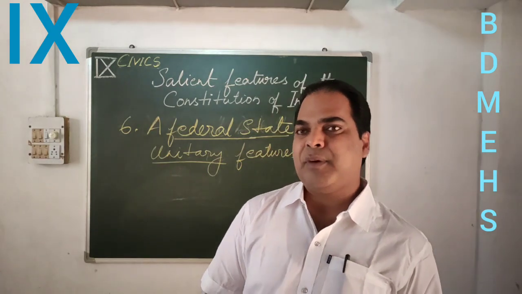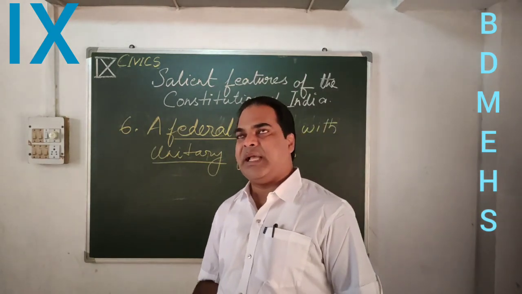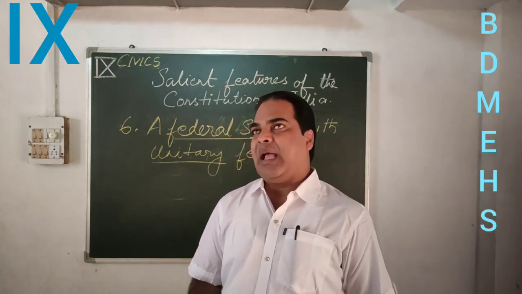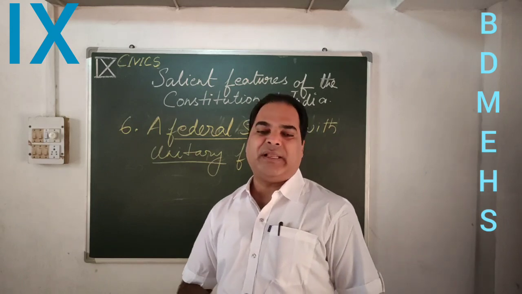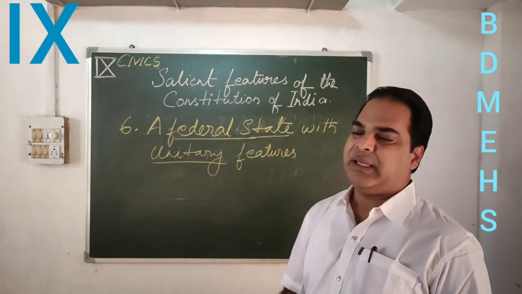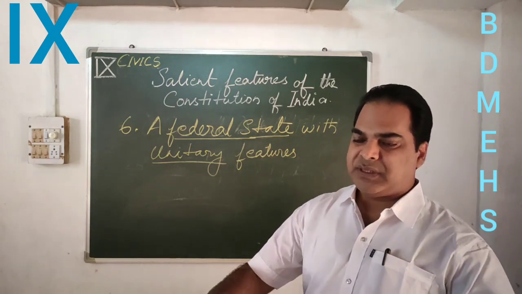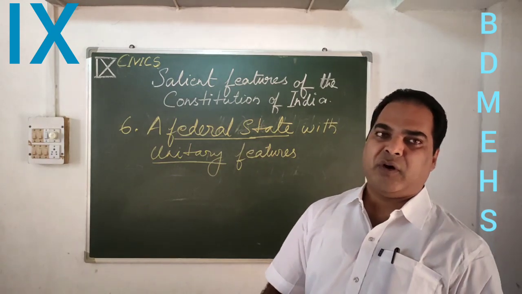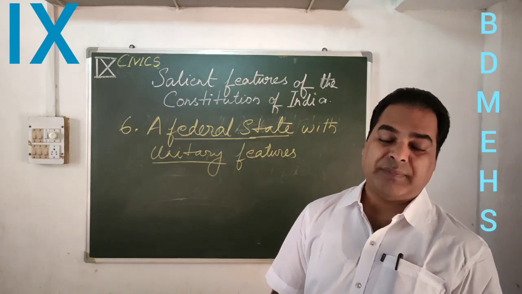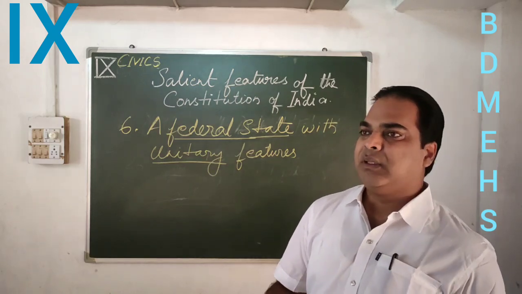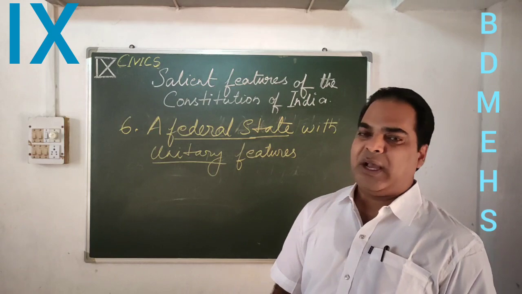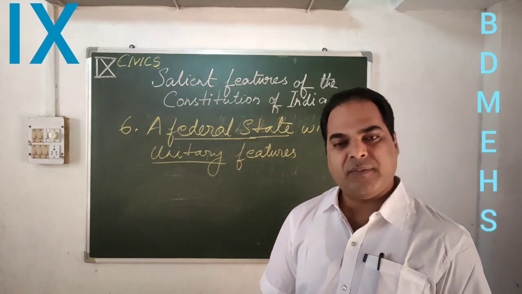So the example of a unitary state is UK, and the example of a federal state is United States of America. Where a number of states have come together and formed a strong central, that means strong union, they have entered into an agreement to form a strong government.